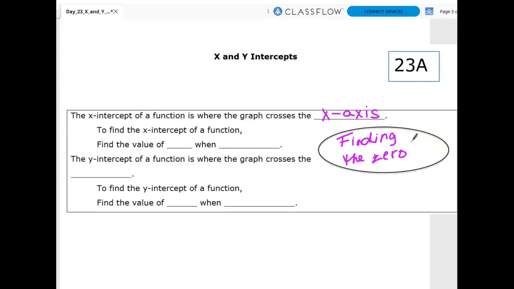Okay, so to find the x-intercept of a function, we're going to find the value of x when y is equal to 0. So x-intercept, y is 0. The y-intercept is where the graph crosses the y-axis. And to find that, we're going to find the value of y when x is 0. So our end goal is to look for two ordered pairs.